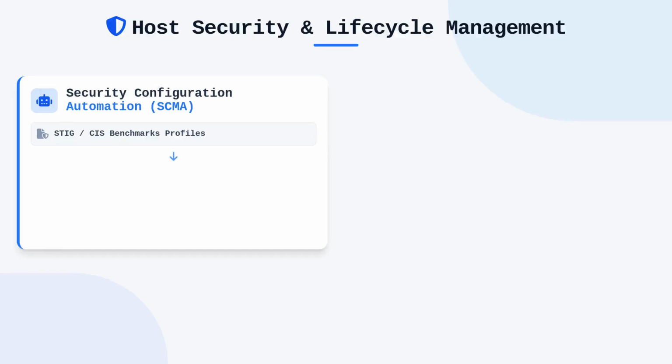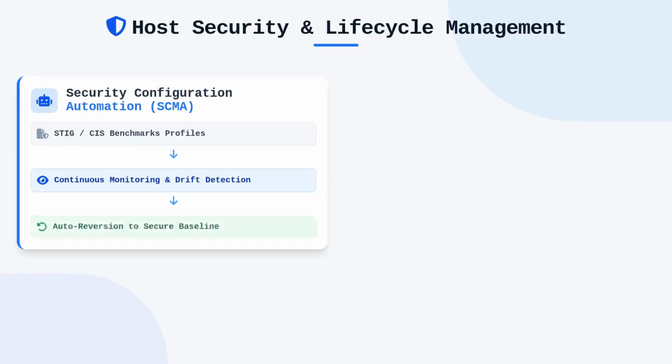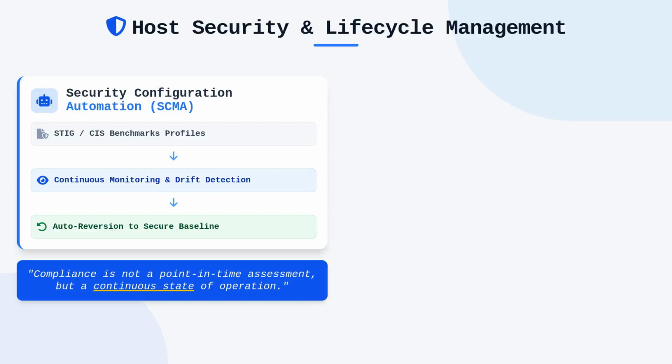If an administrator inadvertently changes a configuration setting that deviates from the approved policy, the SCMA system automatically detects the drift and reverts the setting to the secure baseline. This automation removes the human element of manual checking and ensures that compliance is not just a point-in-time assessment, but a continuous state of operation.